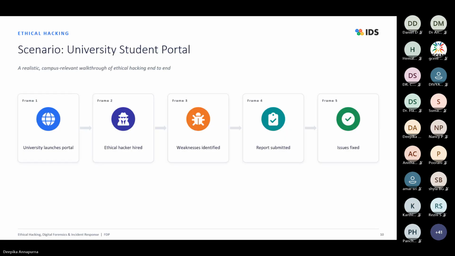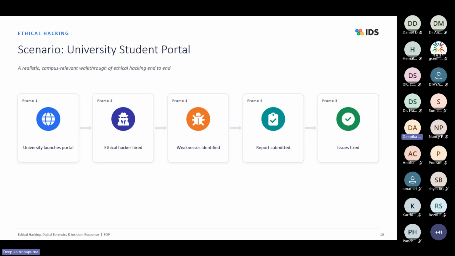So let's take an example of a university student portal. Imagine your university is launching some student portal. Students have to register for the courses, or they can view the attendance. Let's say they can pay the fees. They can download the hall ticket. Everything can be done in the portal. So what does the portal contain? The portal contains the sensitive information of the students, right?